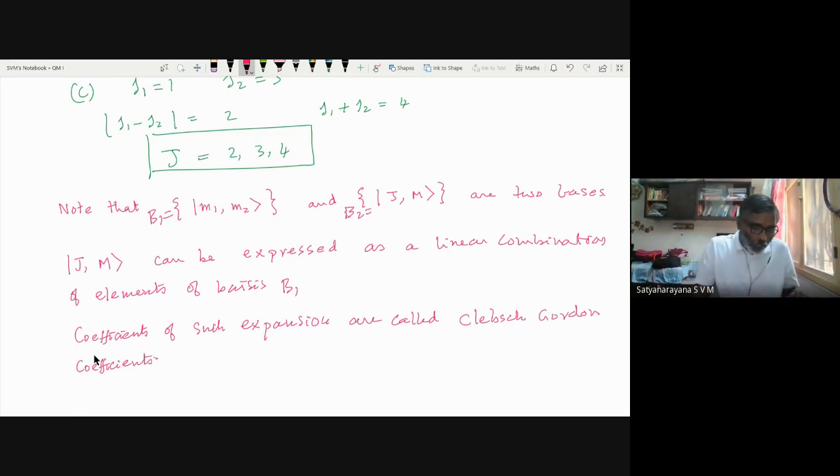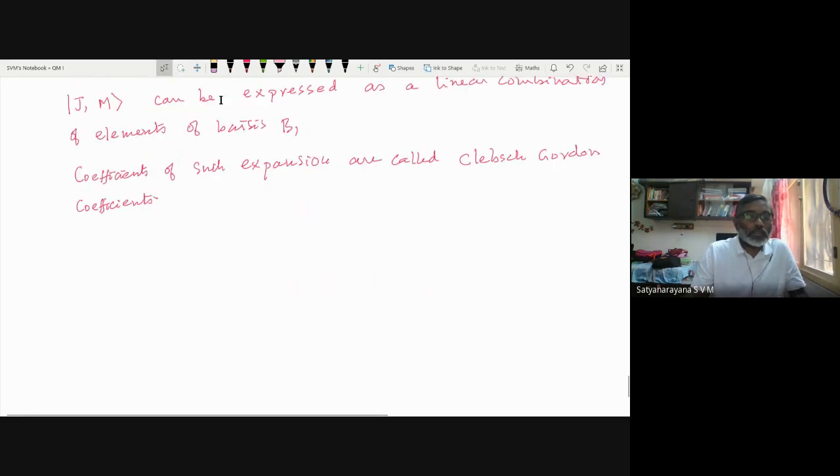Okay. So formally we can represent them like this. Okay, so our next task will be to find Clebsch Gordon coefficients.